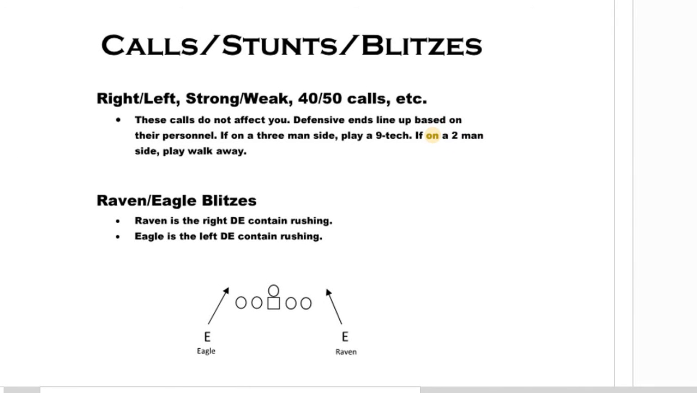Some calls, stunts, and blitzes. When our linebackers call right or left, strong or weak, or any 40 or 50 calls, those do not apply to us. We line up if there's 3 men in a 9 technique, and if there's only 2 men to our side in a walk away. That's our rule that we use.